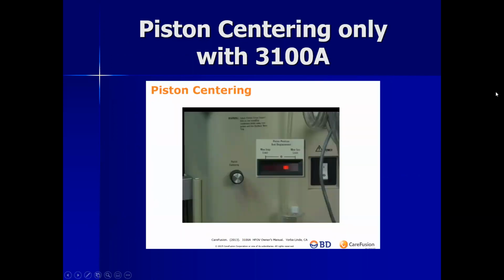Oh, here's a picture that shows it. So you see this red thing moving back and forth. It's supposed to be in the very center, showing that the piston is centered. So when it's over to the right like that, you use this knob and you turn it until it's in the center again.